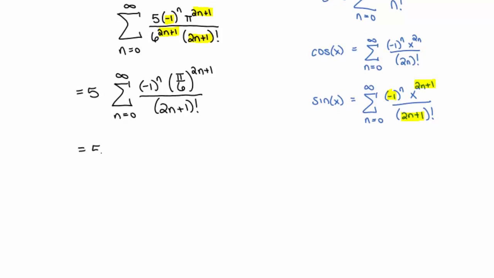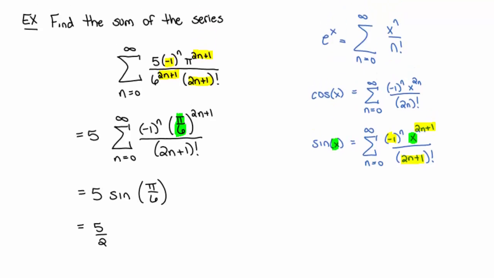And we know that this is going to be 5 times that expansion right there, which is the sine of x, all that stuff with an x. We actually don't have an x, we have a pi over 6. So we are actually looking at the sine, not the cosine, sorry, the sine of pi over 6. And of course, trigonometry is a prereq for all the calculus series, so this is going to be 5 times a half, or 5 halves. So I hope that was helpful.